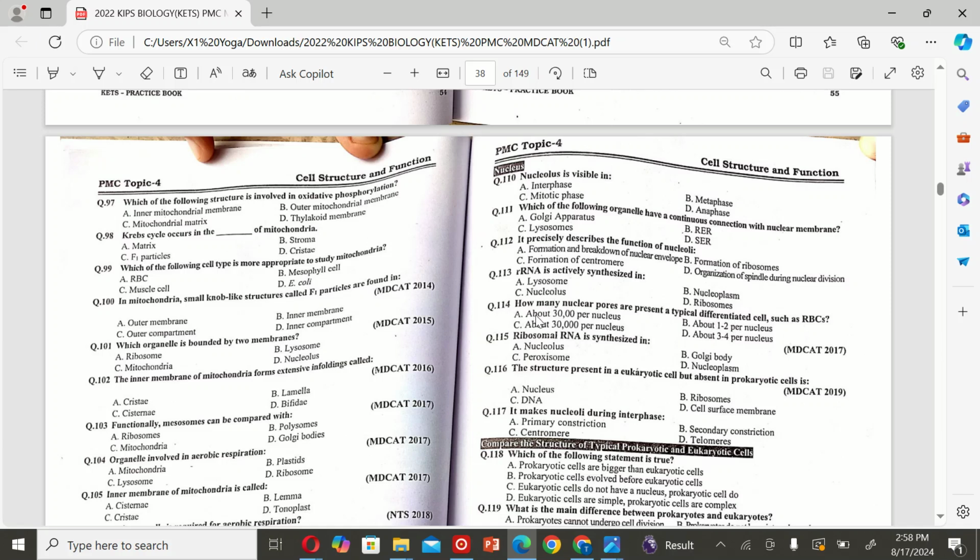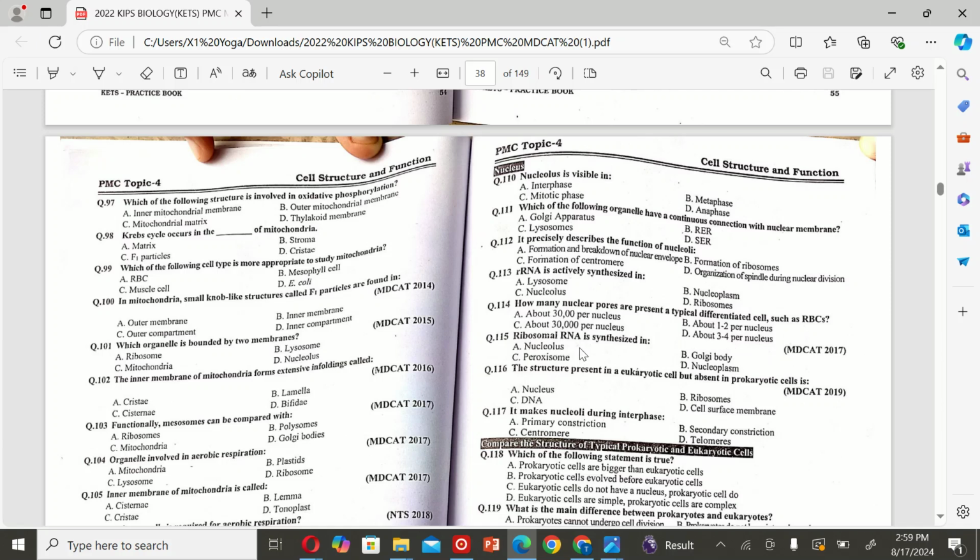Nucleolus. The next MCQ is: how many nuclear pores are present in a typical differentiated cell such as RBC? A. About 3000 per nucleus, B. About 1/2 per nucleus, C. About 30,000 per nucleus, and D. About 3 to 4 per nucleus. So the correct option is D. About 3 to 4 per nucleus.